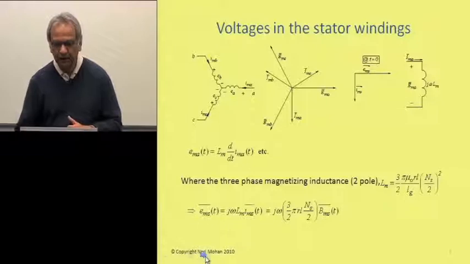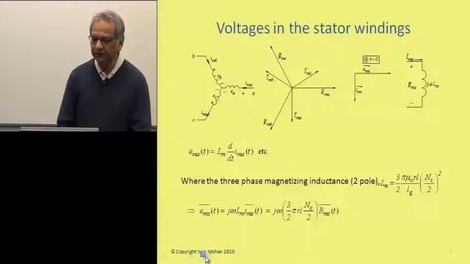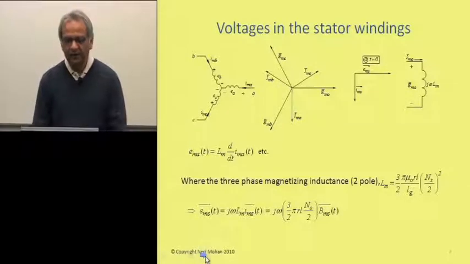Okay. Now, we can also get at the voltages induced in the stator winding, knowing that we have these three currents flowing in these three phases. In this case, the rotor is open, so it's only the magnetizing currents.